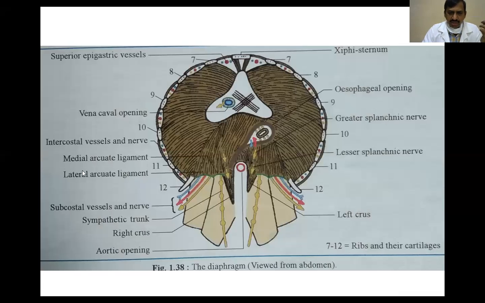You see here, these are all the openings. This is the caval opening, this is the esophageal opening, and this is the aortic opening. These are the muscles: this is the psoas major, this is the quadratus lumborum, and this is the lateral arcuate ligament, this is the medial arcuate ligament, this is the right crus, this is the left crus, and these are the subcostal vessels and nerves. These are all the structures present in the diaphragm.